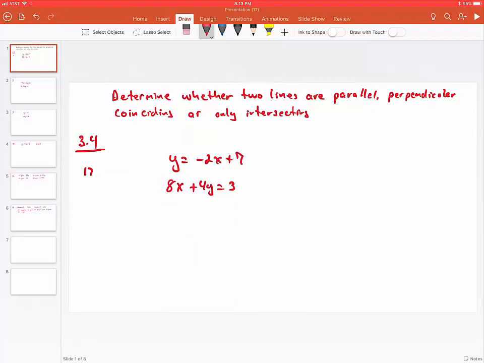All right, so this is just a short video for section 3.4. I'm going to do about 6 problems. And so the first one starts with section 3.4, number 17. It says determine whether the two lines are parallel, perpendicular, coinciding, or only intersecting.